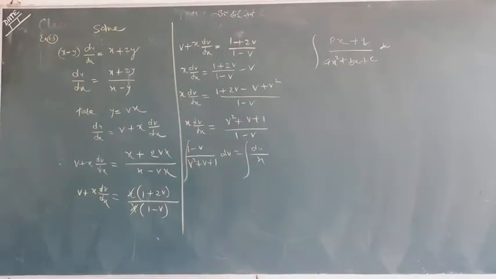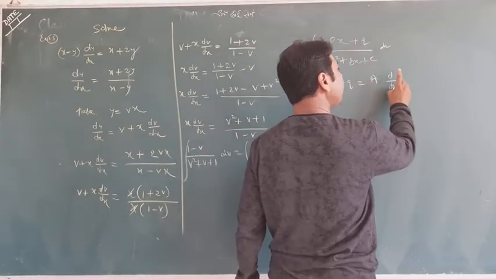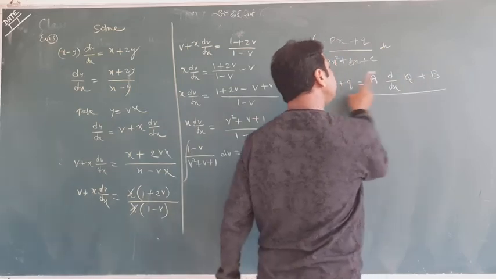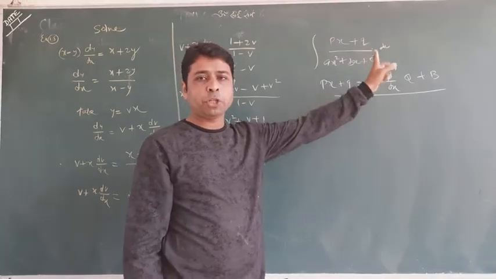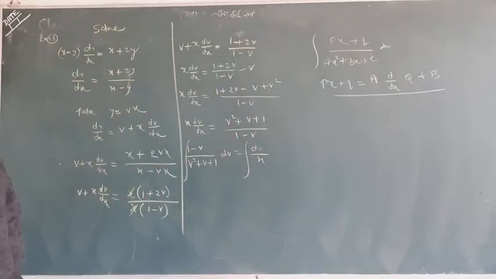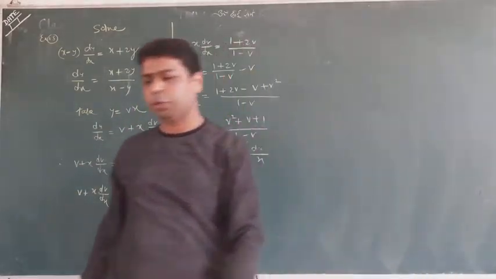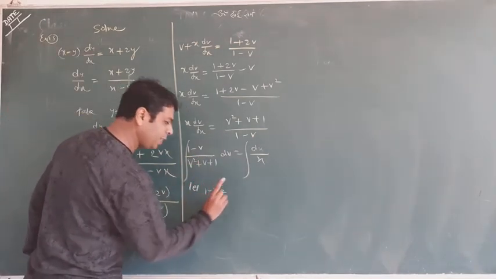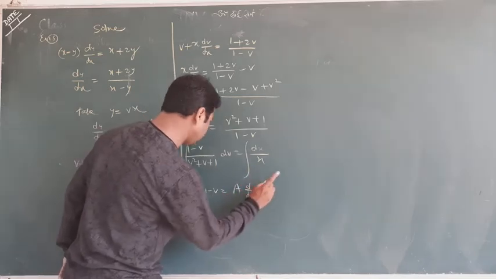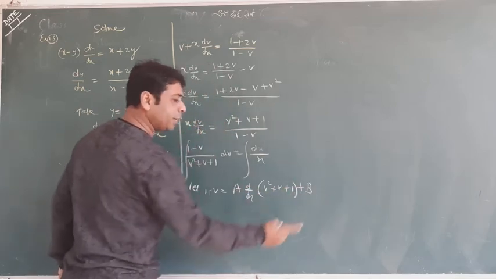And students, what was the method? You remember? For the linear, we write A into d by dx of the quadratic plus B. This is the proper substitution which you have to remember. This is one of the important types which can come in the present scenario, and I can see that this particular question may come. So students, I write here, let 1 minus v, the linear, equal to A into d by dx of the quadratic, plus B. So I'll try to find capital A and capital B.